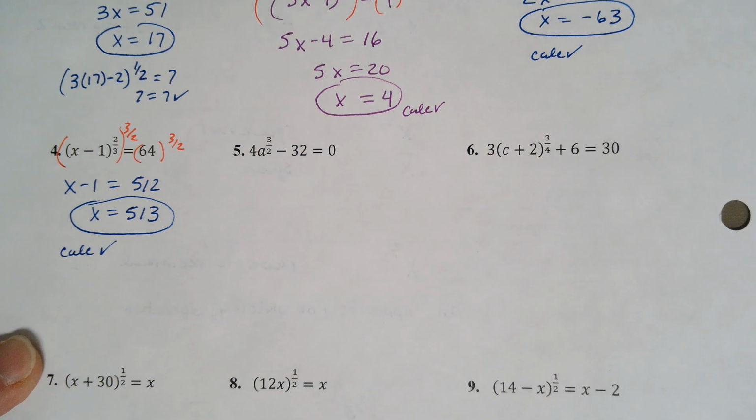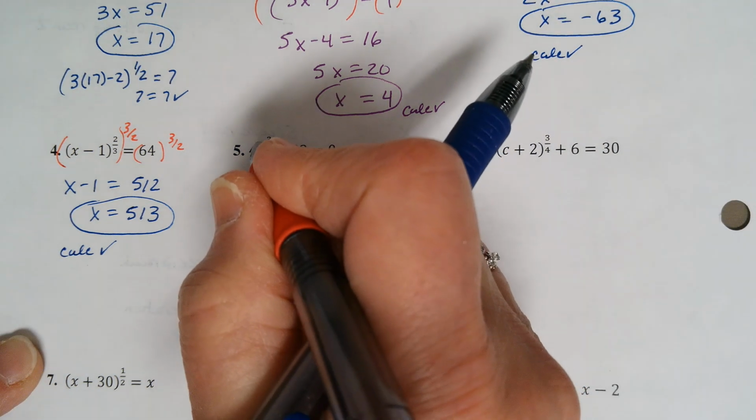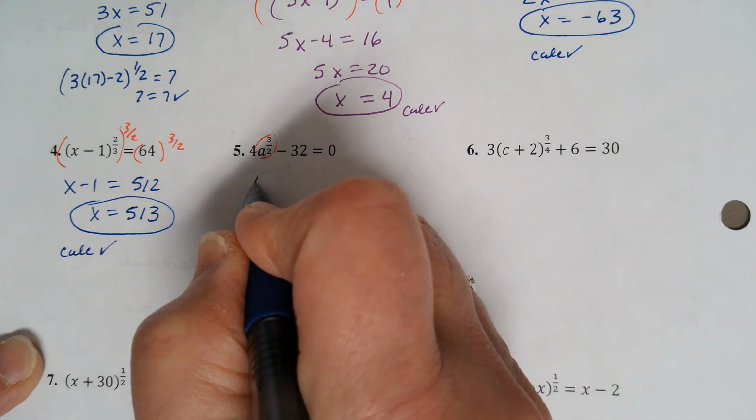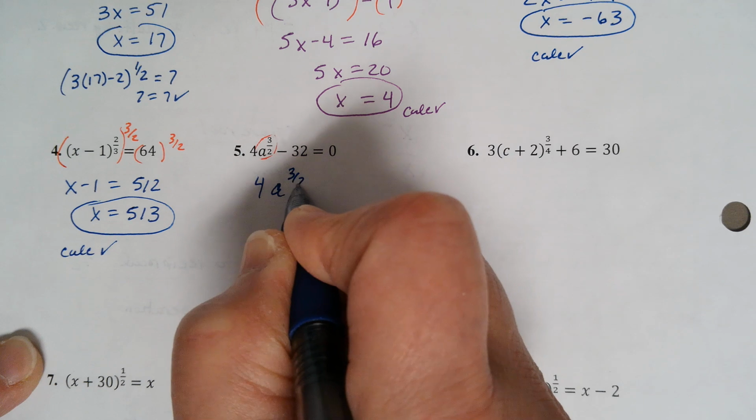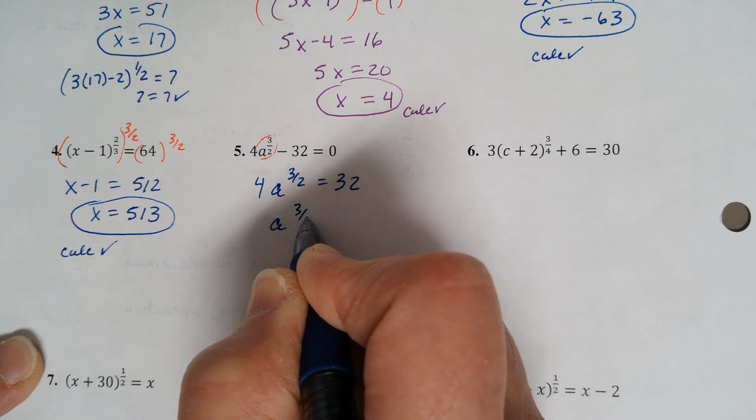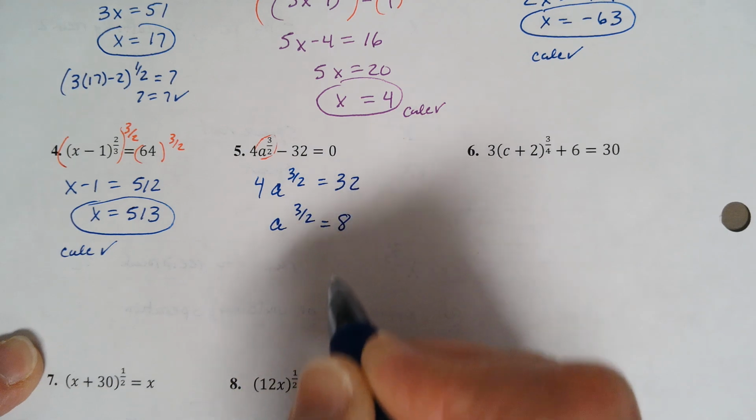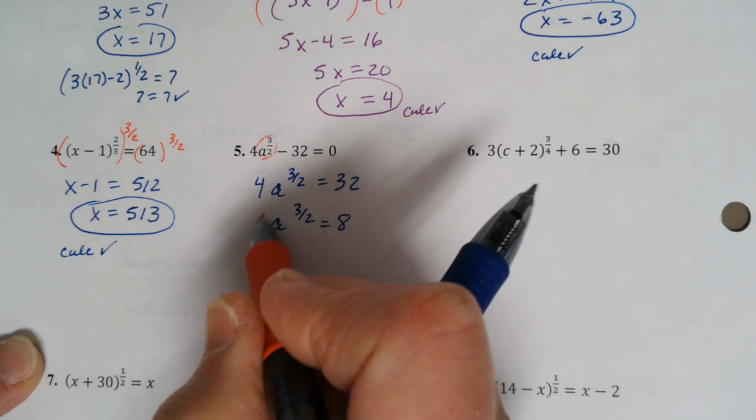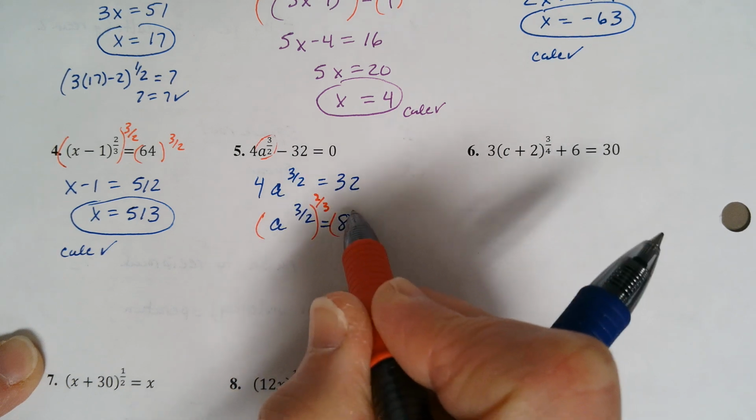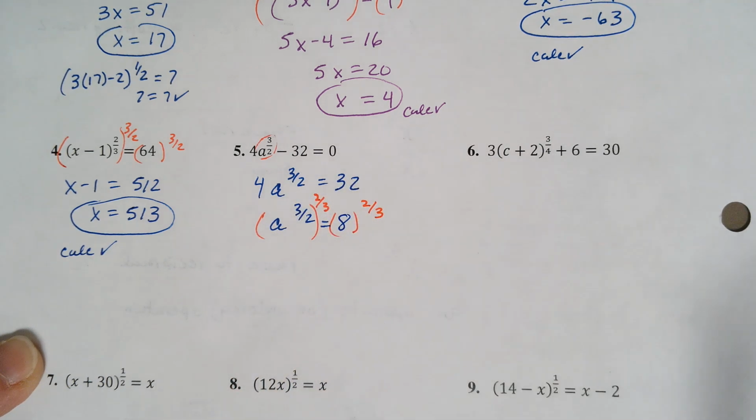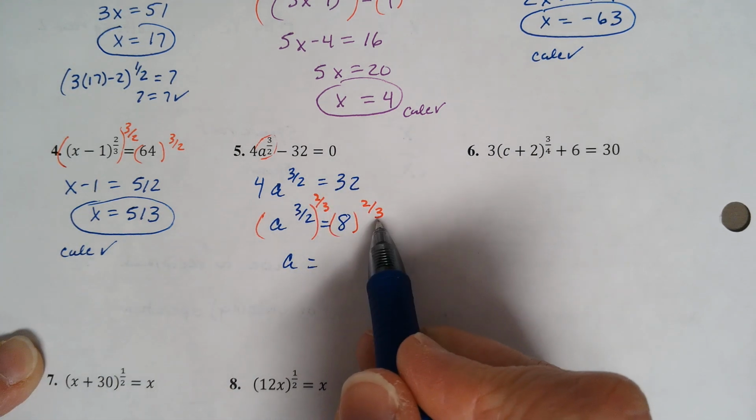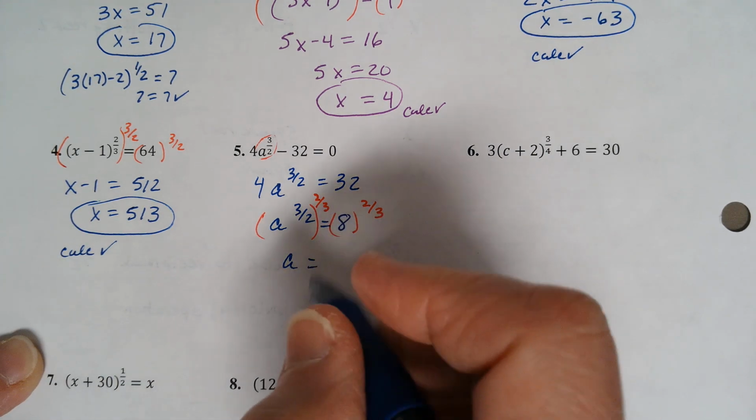Number 5, we want the a to the 3/2. We need to get that by itself. So add 32 and then divide by 4. A to the 3/2 equals 8. Now raise both sides to the reciprocal of 3/2, which is 2/3. A equals the cube root of 8, which is 2, and then 2 squared is 4.